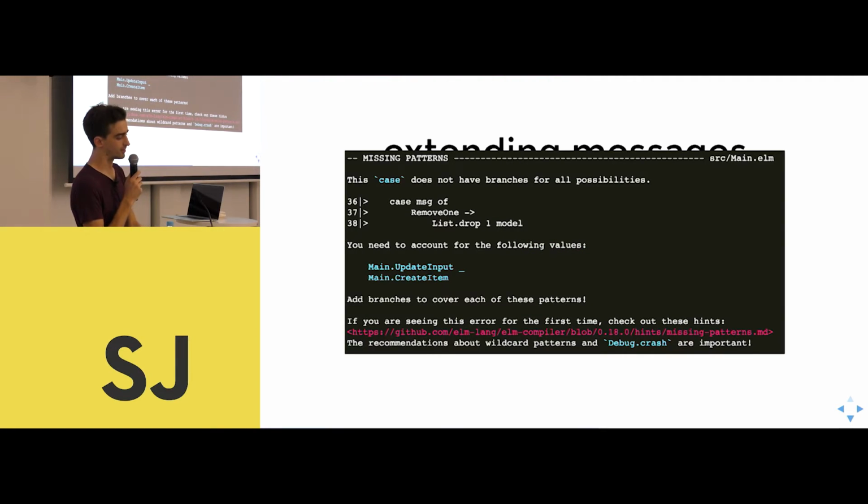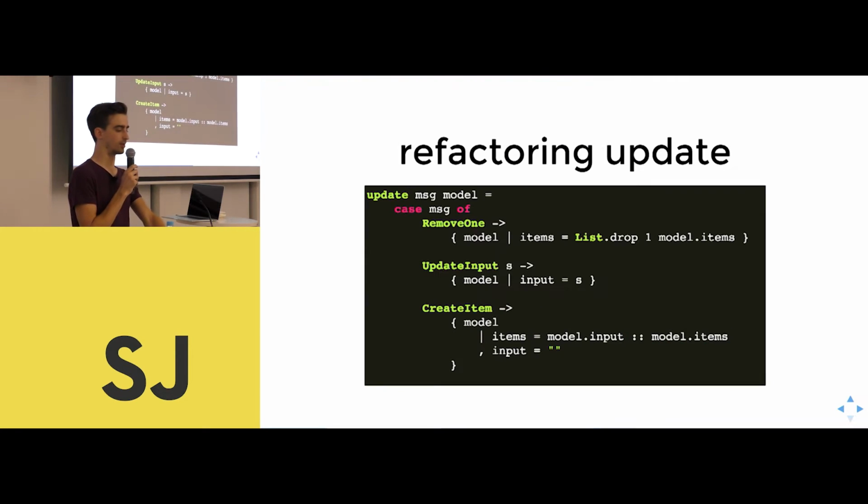So the minute I write that and save it, my program starts complaining at me and it says, hey, in that case statement you wrote like 5 minutes ago, you didn't actually account for these new messages that now exist. So it's actually saying add branches to cover each of these patterns. So you need to account for the fact that update input exists and create item exists. So all right, let's do that.